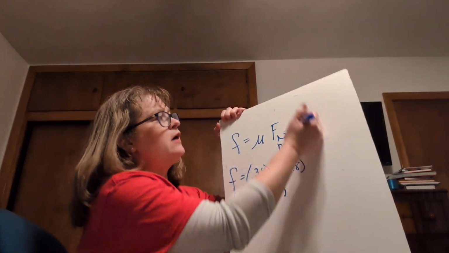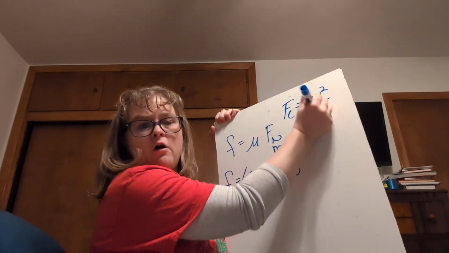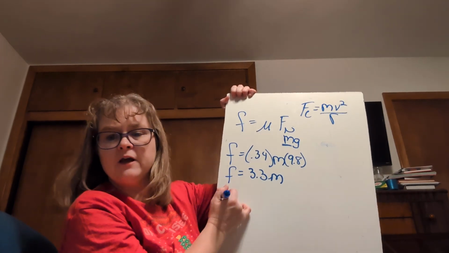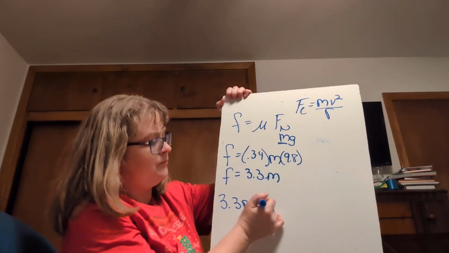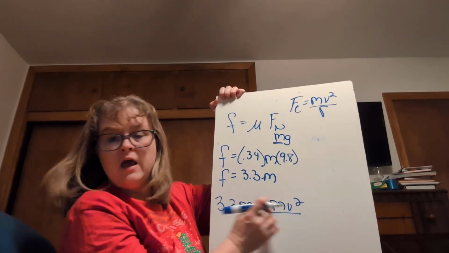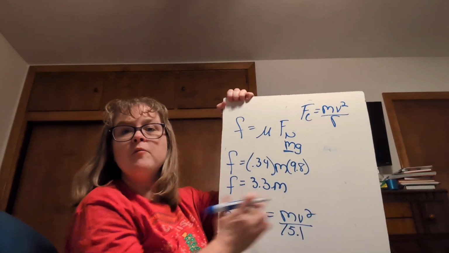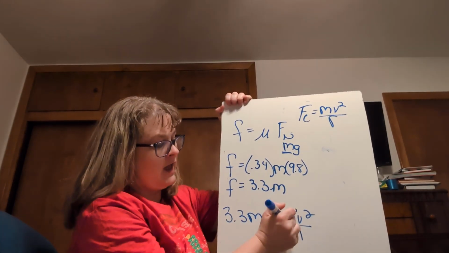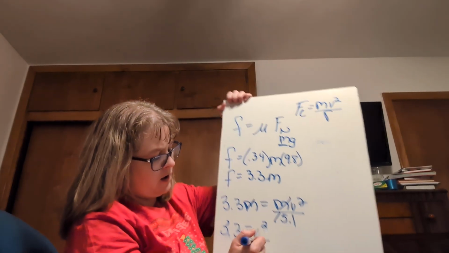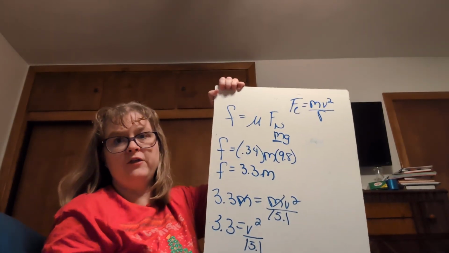So we're going to go back to our Fc equals mv squared over r equation. And we know Fc is going to be 3.3 m. We have mv squared, this is what we're trying to find. And we do know r is 15.1. Because we have m on both sides of the equation, they actually cancel out. And we're left with 3.3 equals v squared over 15.1.